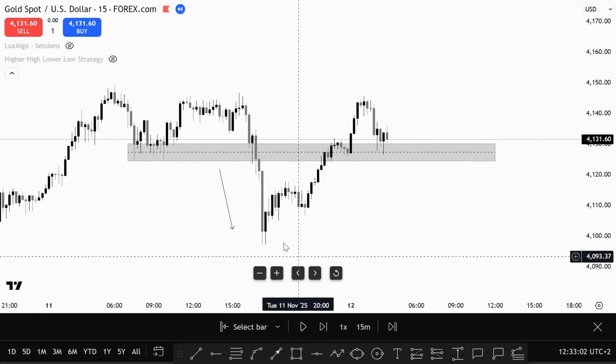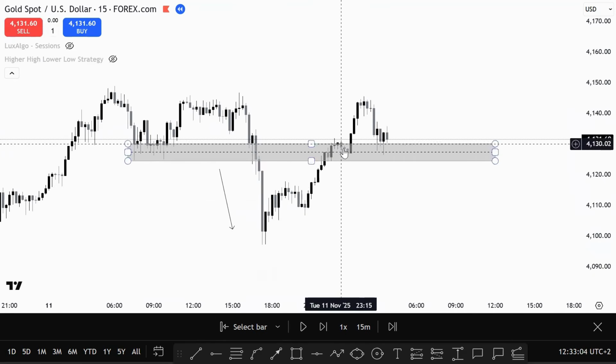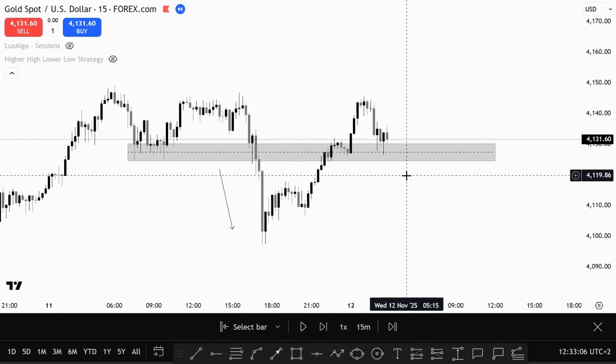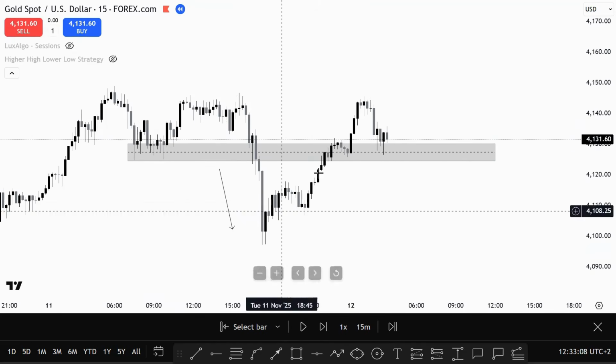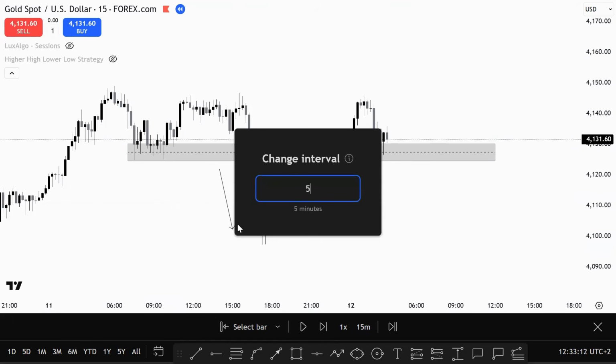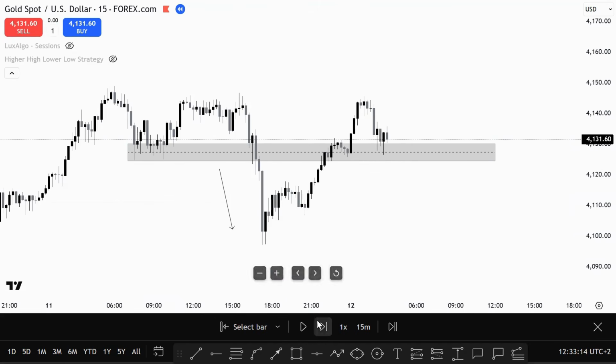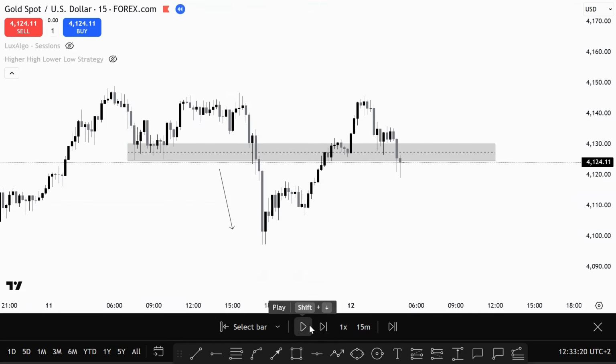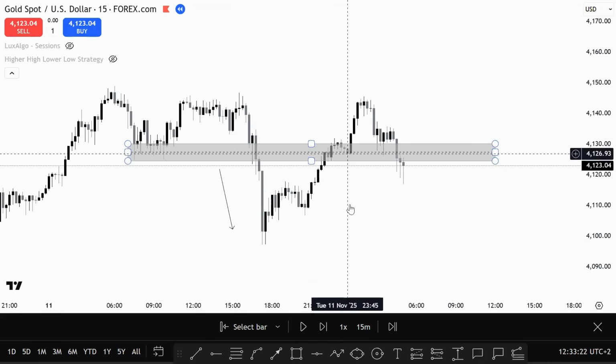So as you can see, when price was going, it was giving higher highs, higher lows, higher highs, higher lows, higher highs, higher lows. So we also want to see a shift in market structure when price breaks below this level, right? So obviously, as you can see, price broke below these lows here, right?